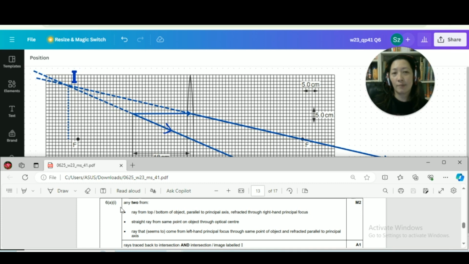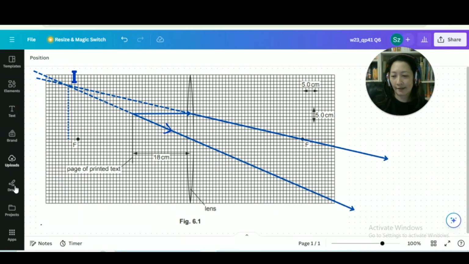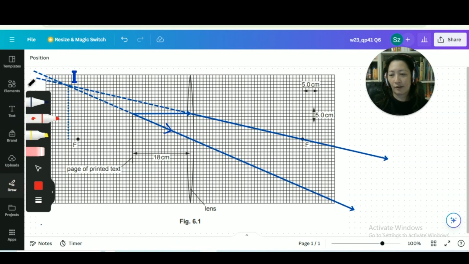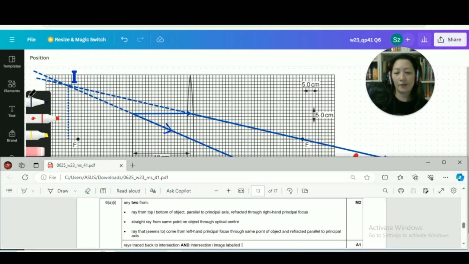My recommendation to my students is always to draw the first 2 light rays. Not that the third ray is wrong, but the third ray is a lot more difficult to obtain the intersection point with. So draw the first 2, it's a lot easier. In our case, we have drawn the first 2 light rays correctly, so parallel to the principal axis and goes through the principal focus. That's 1 mark. And the second light ray goes straight through the optical center. That's the second mark. So any 2 of these light rays.